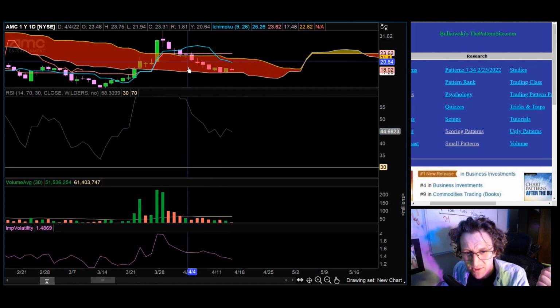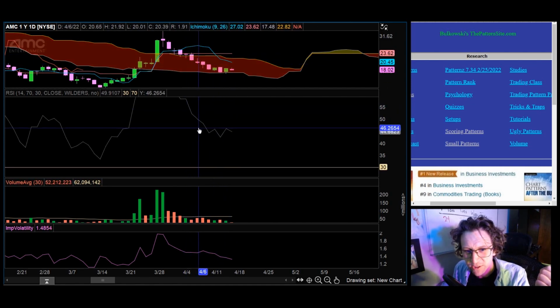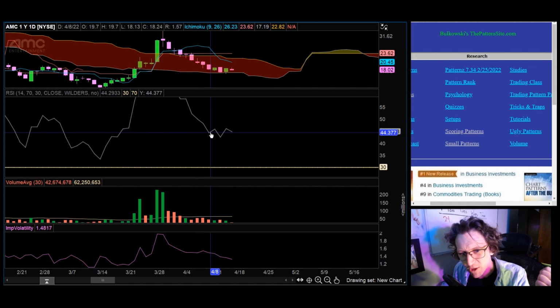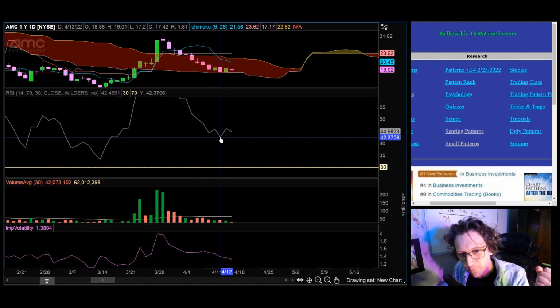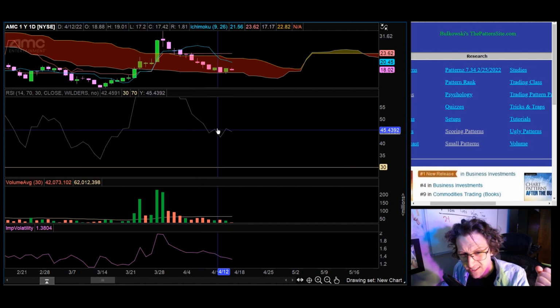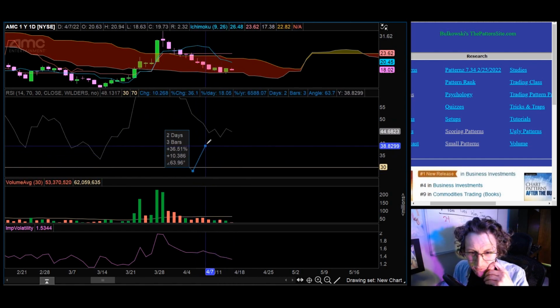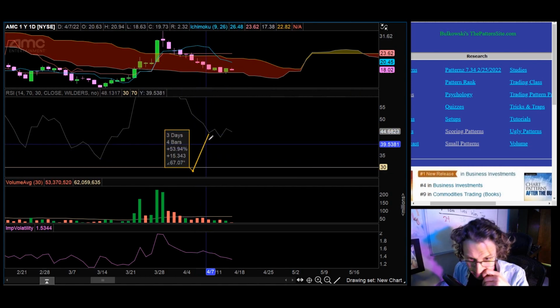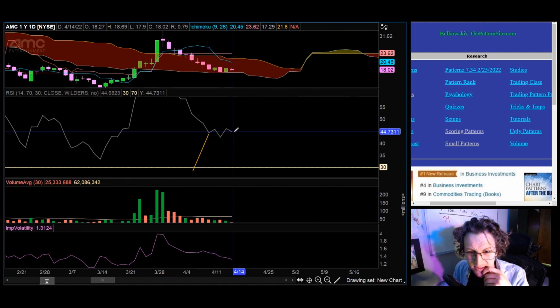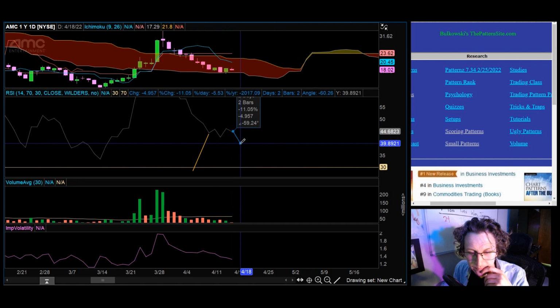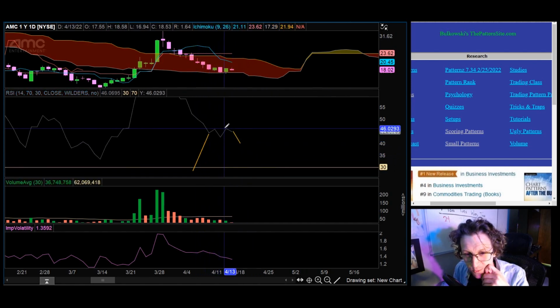So the bears still technically are in control here. You can see that the RSI did try to come up, and now it's formed a double peak here at 46, which is pretty bearish. If the RSI were coming up out of oversold like this and was starting to move down like this, I would call that a swing failure, right?